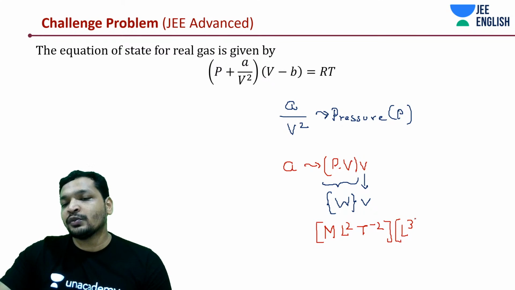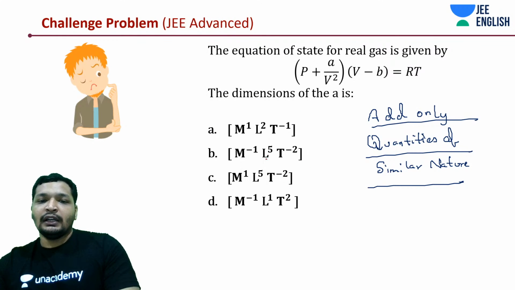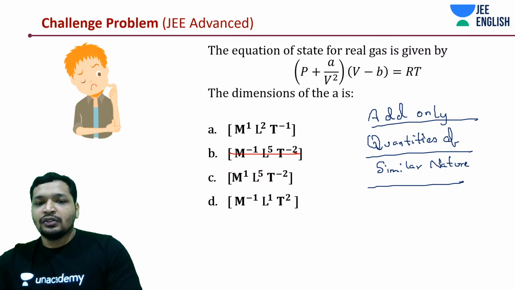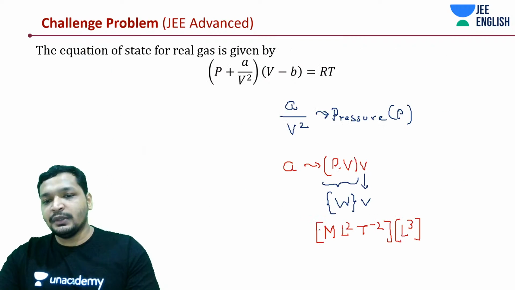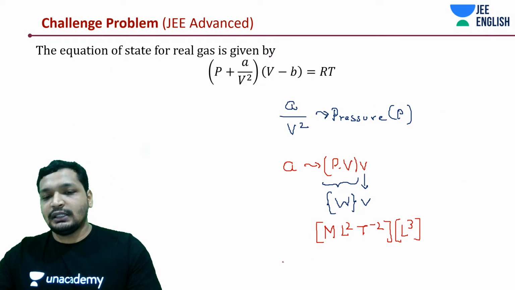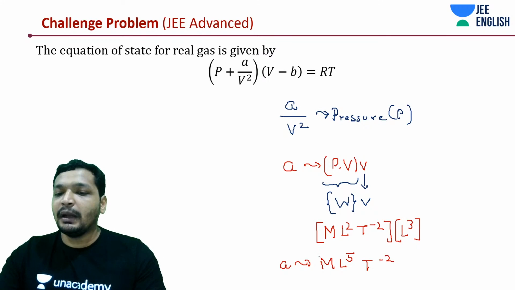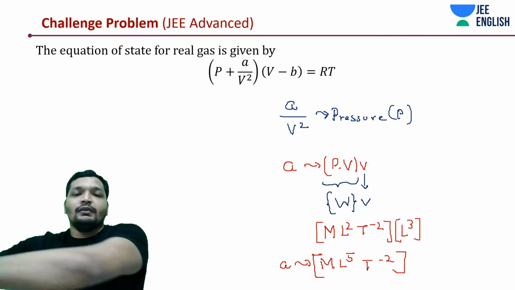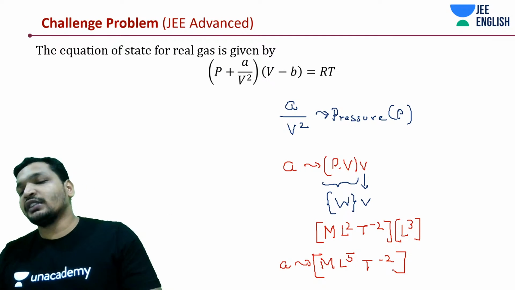I believe in those options only one has L to the power 5. The two of them have L to the power 5. Anyway, it should not be m to the power minus 1, so it should be m to the power 1. So the answer should be C. This A corresponds to m to the power 1, L to the power 5 and T to the power minus 2. Simple. This is how you do it, students.